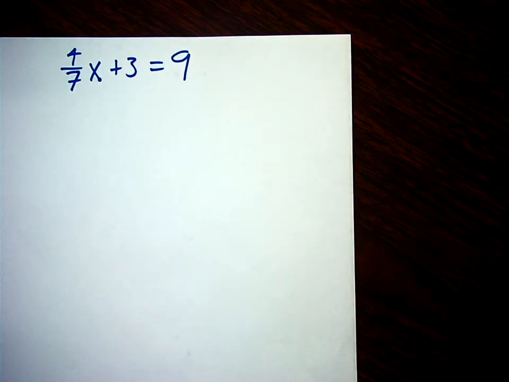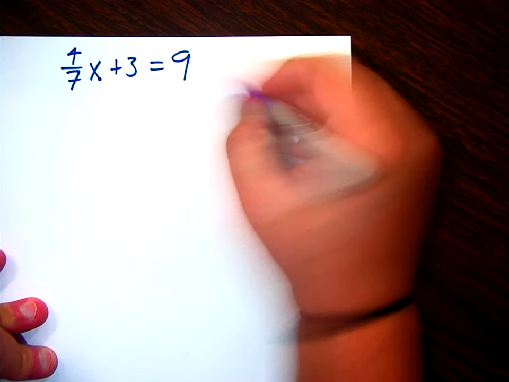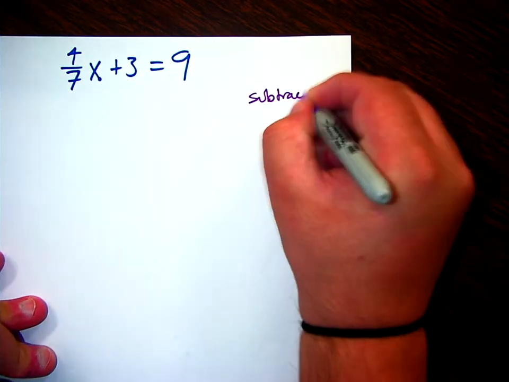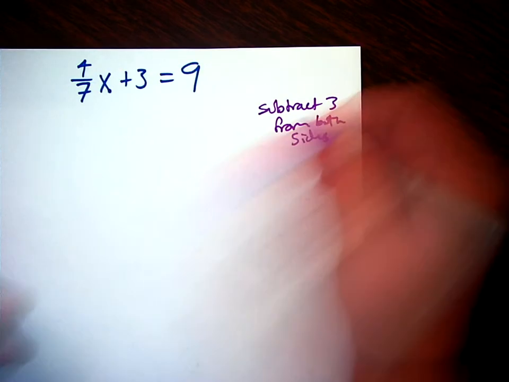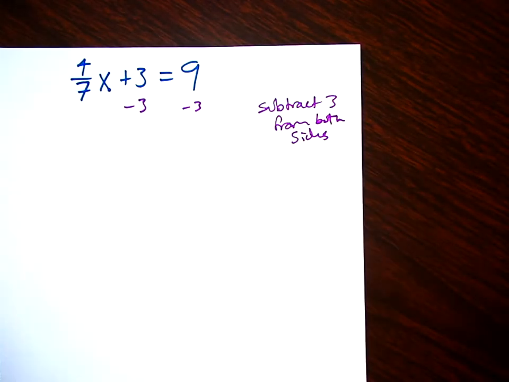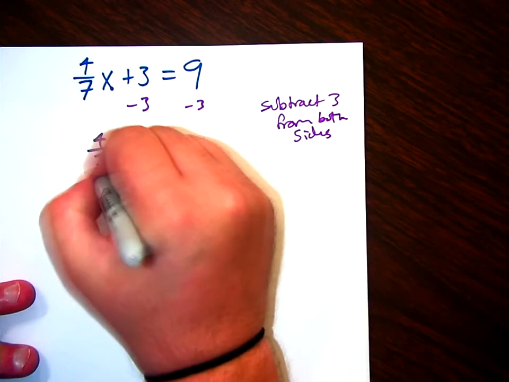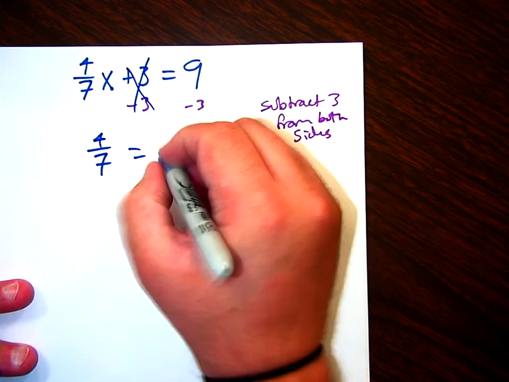Now we're going to get everything else that's not a variable to the other side of the equation. So we have to take care of this positive 3 here. And how am I going to get rid of this positive 3? Well, I'm going to do the opposite of adding 3, so we're going to subtract 3 from both sides. Subtract 3, subtract 3. And that's going to leave us with 4/7 x equals 9 minus 3, because these cancel. So 9 minus 3 is 6.